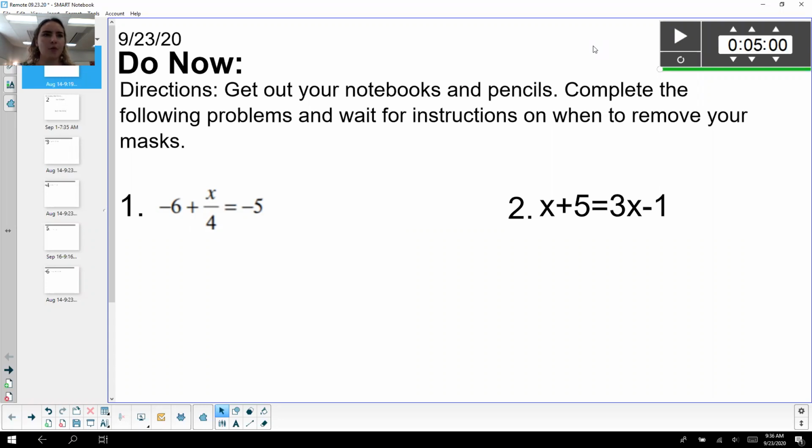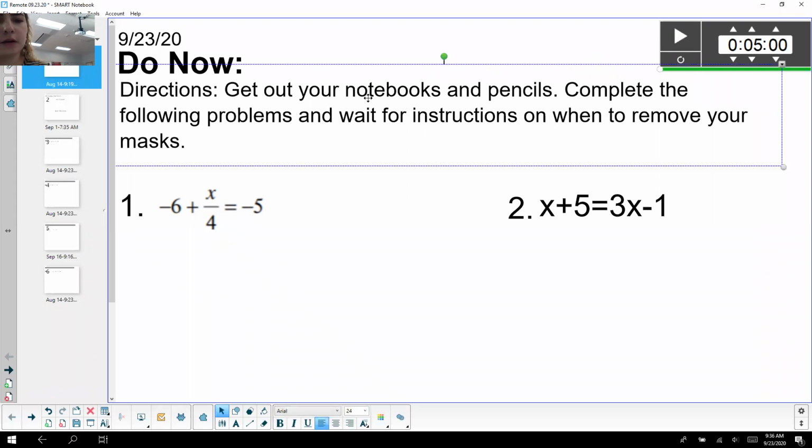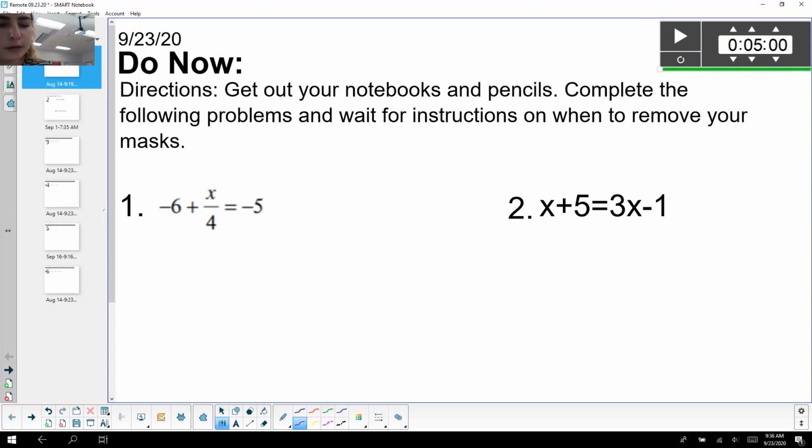Today is Wednesday, September 23rd, and today we're going to be talking about variables on both sides, multi-step equations, and combining like terms. All right, so for our do now today, we've got to get out our notebooks, our pencils, and complete the following problems. So I'm going to go ahead and start these.